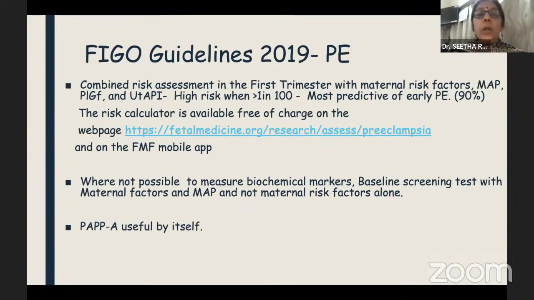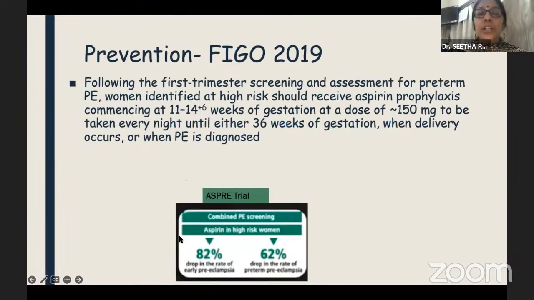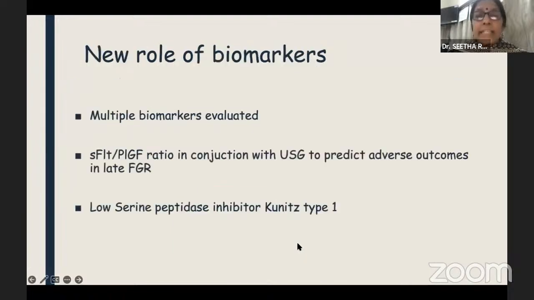So using all these biochemical markers, FIGO has come up with guidelines to use this. And when the ladies come back as high risk, more than 1 in 100, you should ideally start them on aspirin 150 milligram. When it is not possible to measure biochemical markers, you can do your history and mean arterial pressure, but PAPP-A can be useful by itself, though they usually use a triple marker where they use PLGF, PAPP-A, mean arterial pressure, and uterine artery PI. So this is the ASPRE trial.